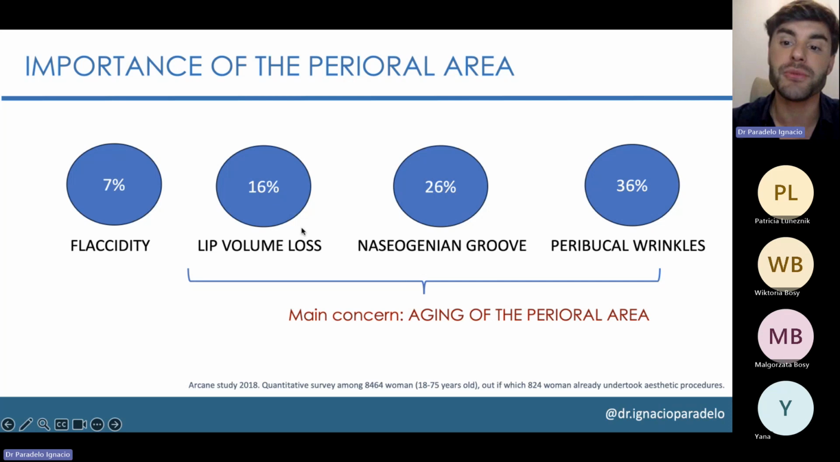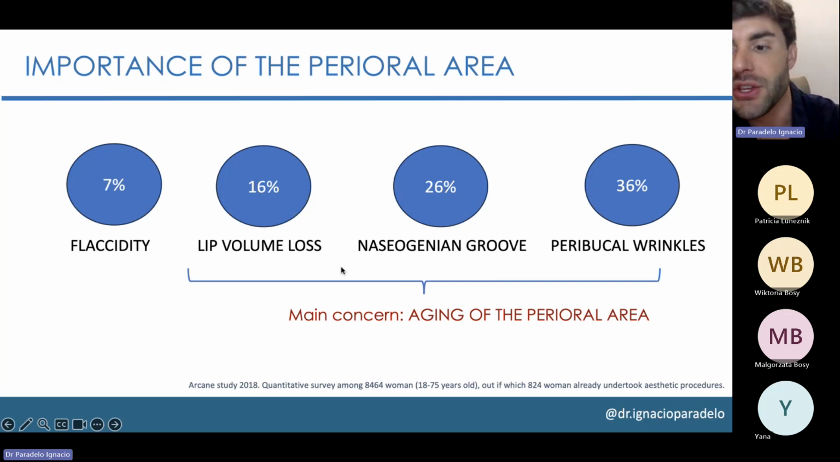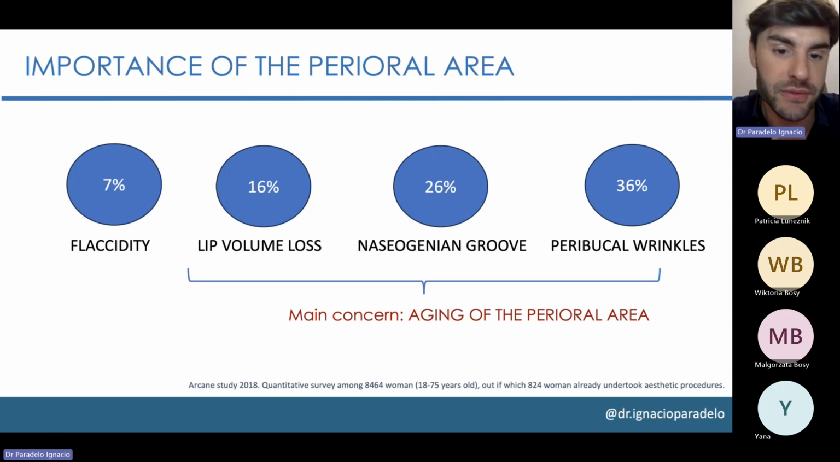So based on these results, we can conclude that the aging of the perioral area is one of the items that most concern women while aging.